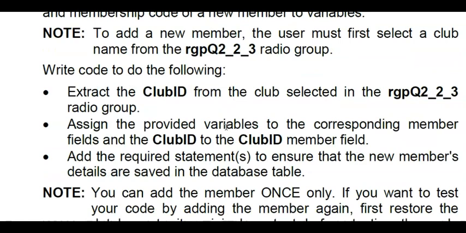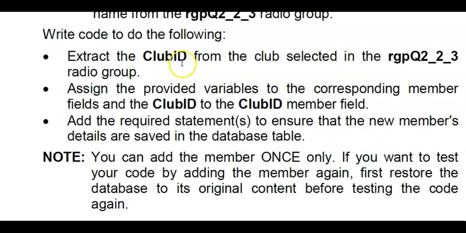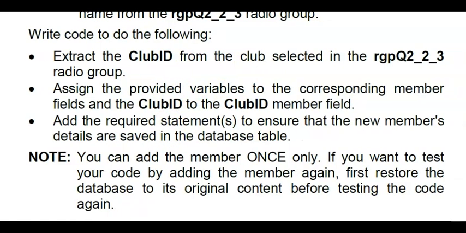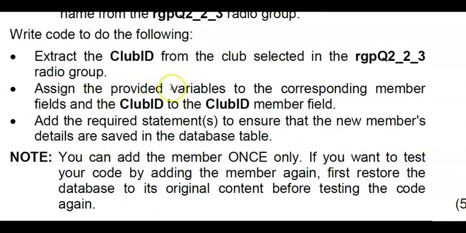Now, what they're asking us to do here is extract that club ID from the radio group, from what the user selected, and then assign it to the club ID, as well as the values provided in the variables. Then they say add the required statements to ensure that a new member's details are saved to the database. That really just means a .post.